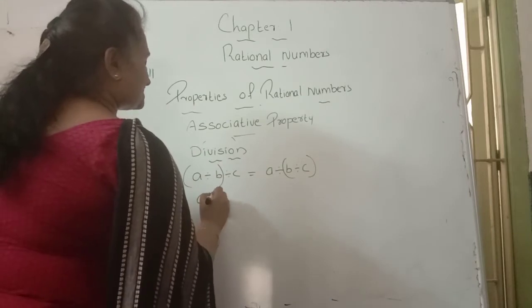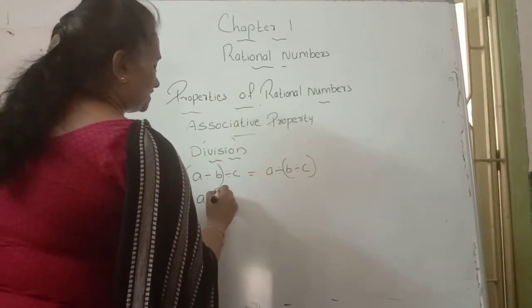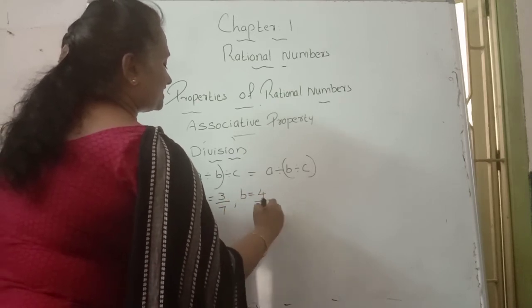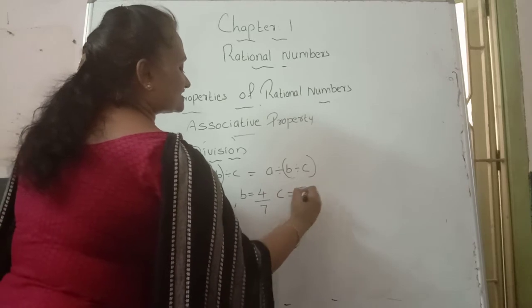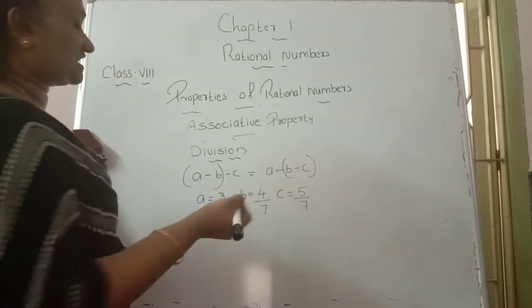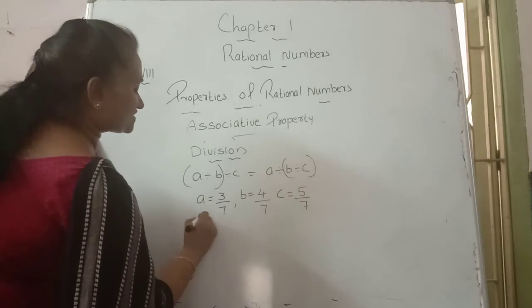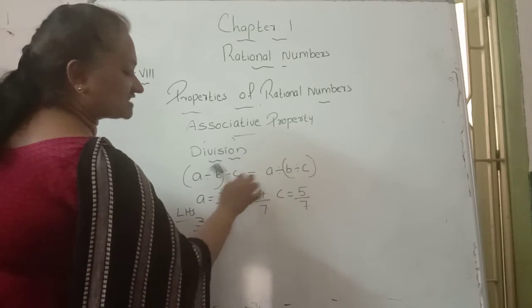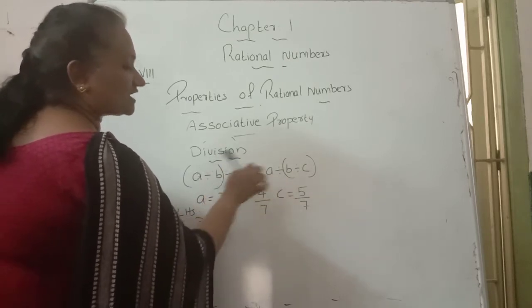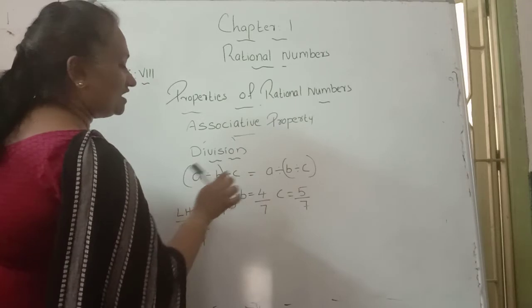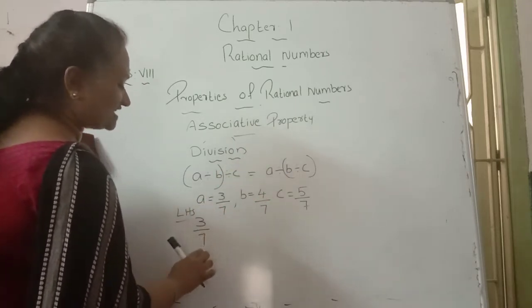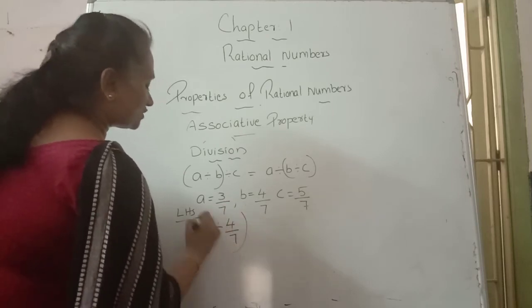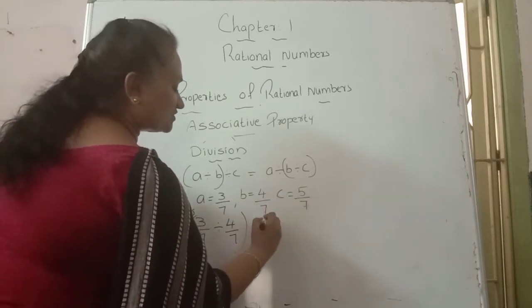Here also we can consider the A value as 3 by 7, the B value as 4 by 7, and the C value as 5 by 7. Three numbers we can consider. First we substitute for the LHS part and check whether both sides are the same or not. If not the same, we can mark it as not equal. So 3 by 7 is divided with the B value, 4 by 7, close the bracket, divided with the C value, 5 by 7.